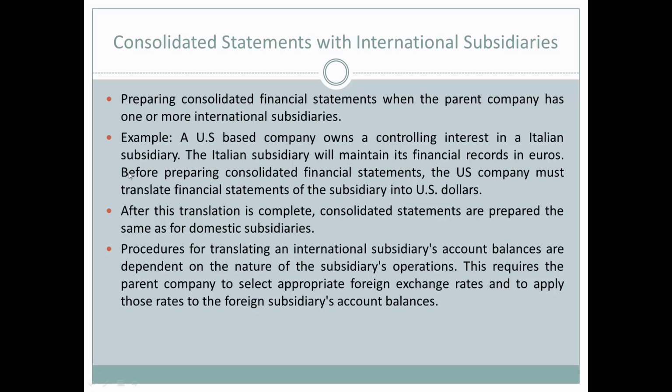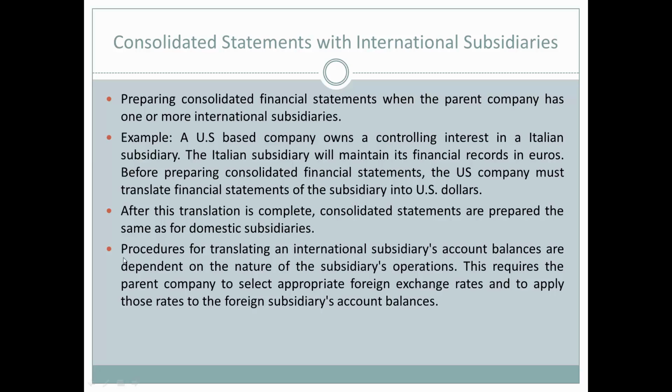Now let's just talk for a few seconds about consolidation statements with international subsidiaries. Preparing consolidated financial statements when the parent company has one or more international subsidiaries. An example, a U.S.-based company owns a controlling interest in an Italian subsidiary. The Italian subsidiary will maintain its financial records in euros. Before preparing the consolidated financial statements, the U.S. company must translate the financial statements of the Italian subsidiary into U.S. dollars. After the translation is complete, the consolidated statements will then be prepared the same as they would be for domestic subsidiaries.